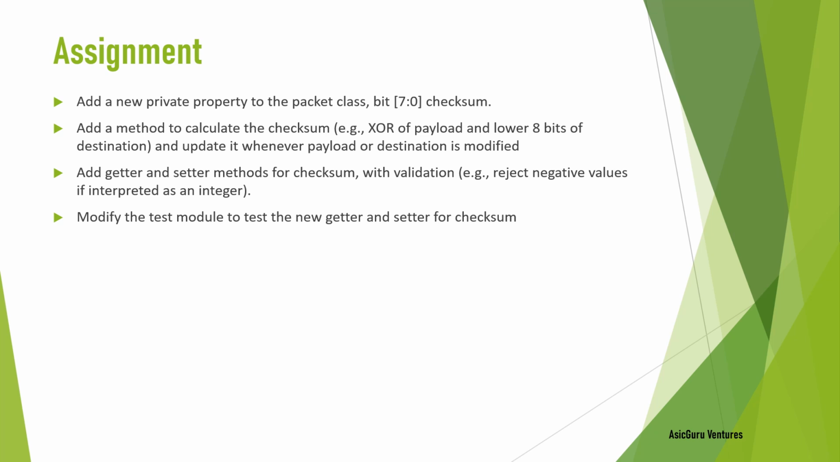So this is an assignment to help you practice encapsulation in SystemVerilog. First, add a new private property to the packet class and name it checksum. Next, add a method to calculate the checksum. Make sure this method is automatically triggered whenever either the payload or the destination is modified. Then implement getter and setter methods for the checksum. And finally, update the testbench module to test both the new getter and setter methods for the checksum. This exercise will help you in having a good understanding of data hiding and access control.